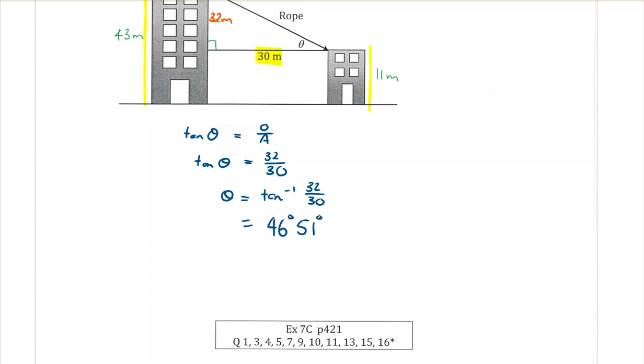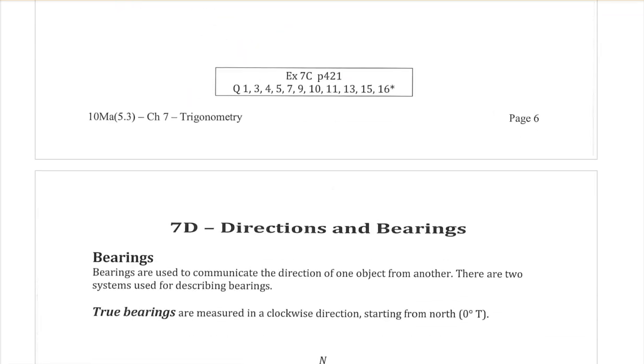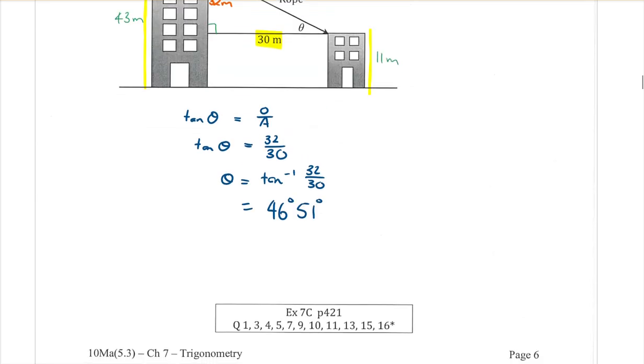We actually end there. I thought we'd get to go on to the bearings part today, but that's actually the next exercise. We're just sticking with elevation and depression today. Easy peasy. All right, 7C.